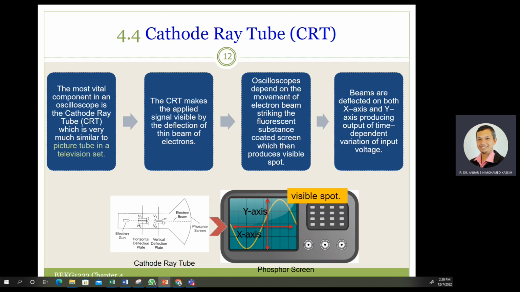But the first television used the CRT, where the CRT makes the applied signal visible by the deflection of the beam of electrons with the phosphor screen. Therefore, the CRT can show the signal visibly on the screen. Then the oscilloscope depends on the movement of the electron beam striking the fluorescent substance coated screen, which then produces the visible spot. And the beams are deflected on both X and Y axis, producing output of the time dependent variation of the input voltage. This is how the signal can be visible on the X axis and Y axis.